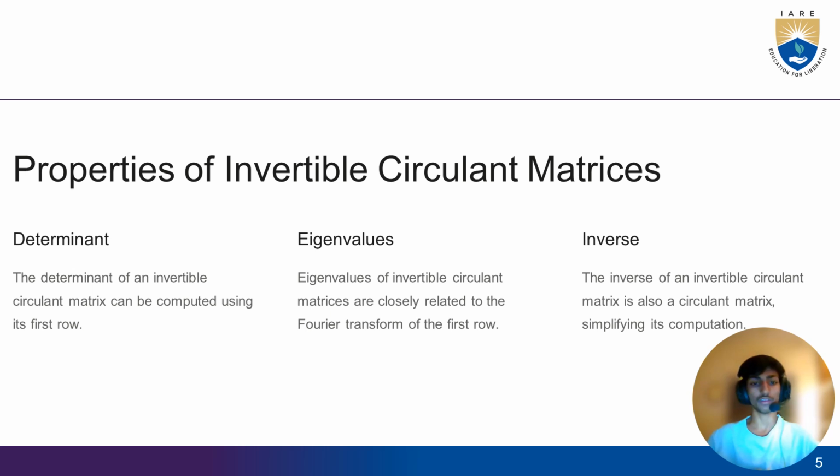The properties of invertible circulant matrices: determinant, eigenvalues, inverse. The determinant of an invertible circulant matrix can be computed using its first row, and the eigenvalues of invertible circulant matrices are closely related to the Fourier transform of the first row. The inverse of an invertible circulant matrix is also a circulant matrix, simplifying the computation.